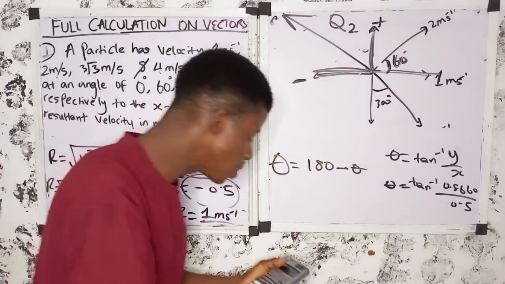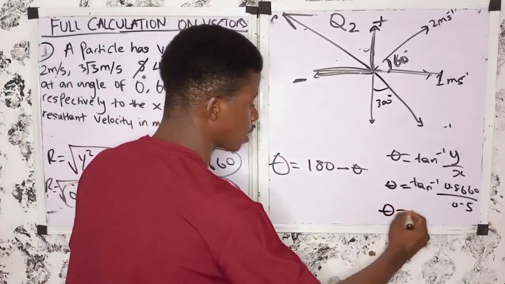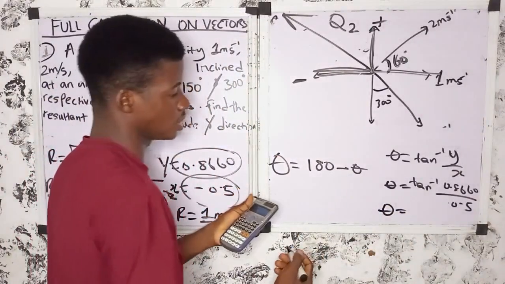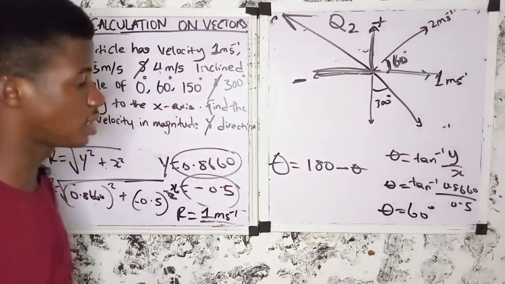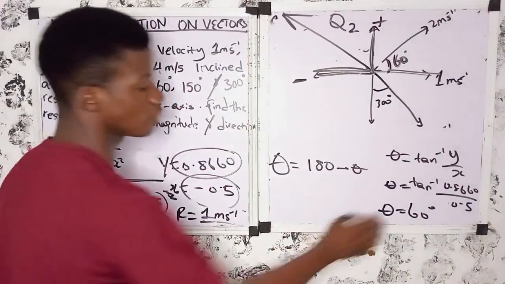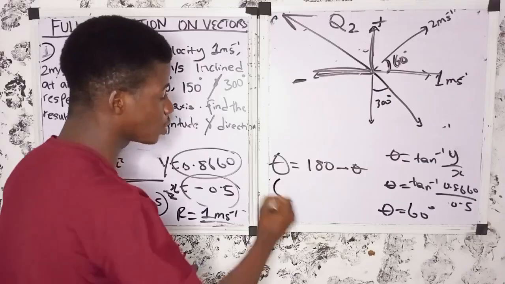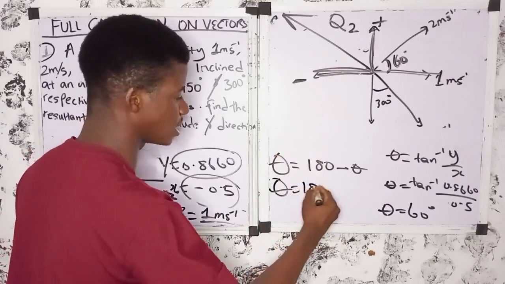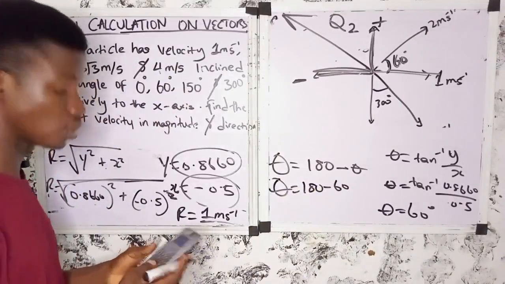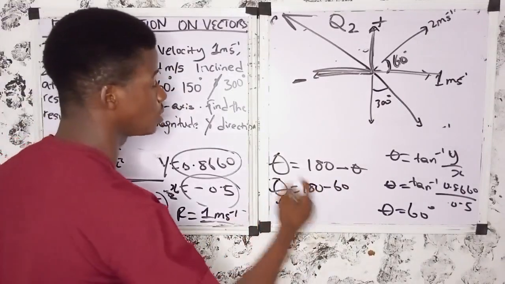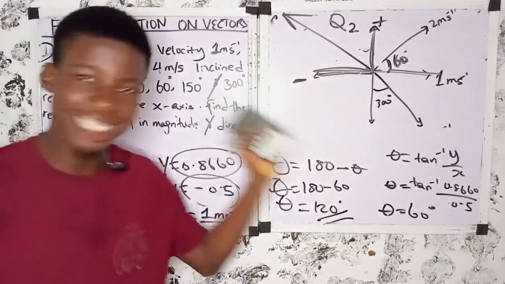So when we do everything, our angle is 60 degrees. Yes, we are not done yet. We have gotten theta to 60. Now, if we put 60 here, the real angle will be 180 minus 60. So 180 minus 60 is what? 120. So the resultant angle is 120 degrees. So that's just it. It's very easy.